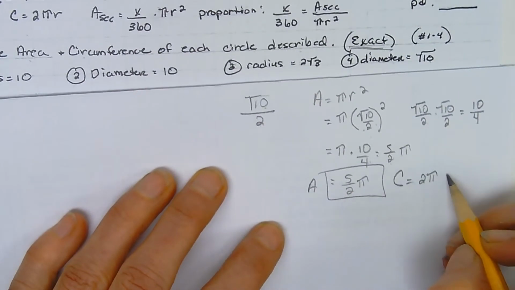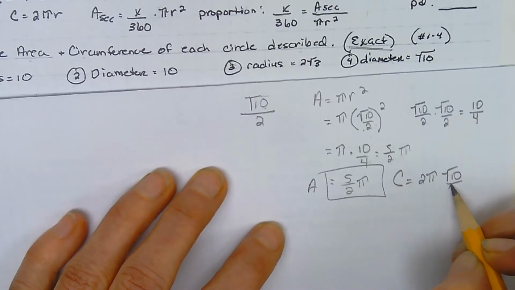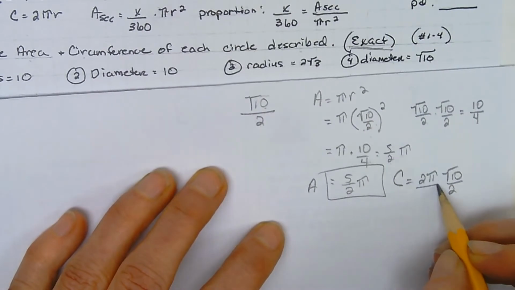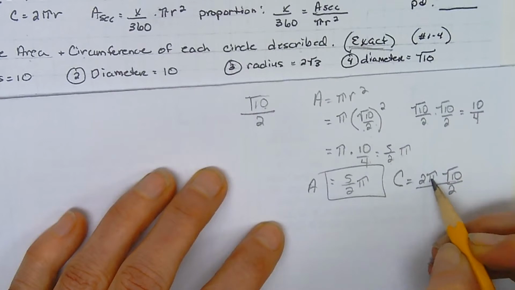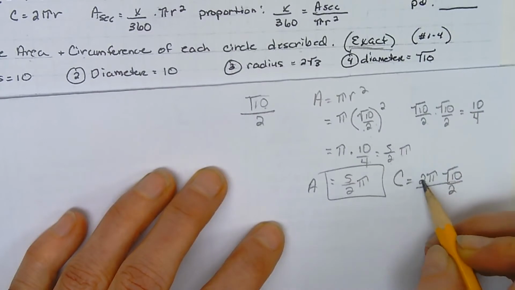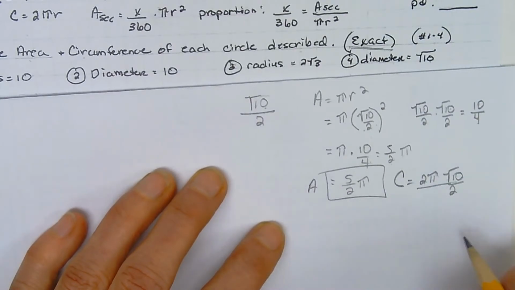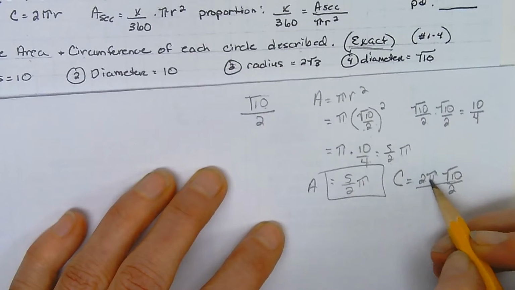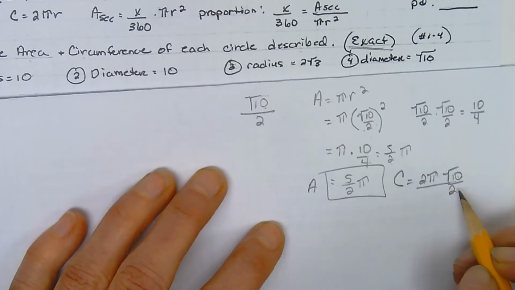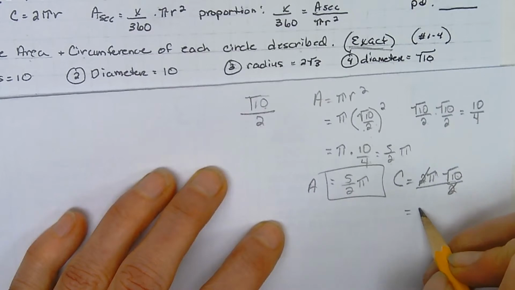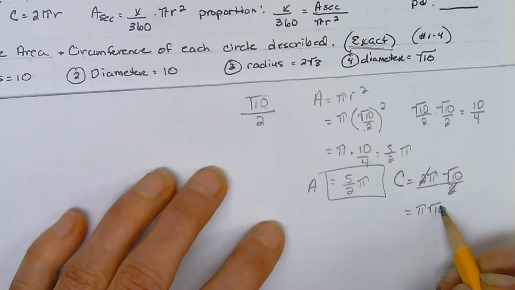Now the circumference is equal to 2 pi times, and the radius again is the square root of 10 over 2. Remember, the 2, pi, and the square root of 10 are all in the numerator. These are whole numbers here. Nothing's being divided here until we get to the 2. So it's 2 times pi times square root of 10 over 2. I can cancel the 2's, and we get pi square root of 10, and that's the circumference.